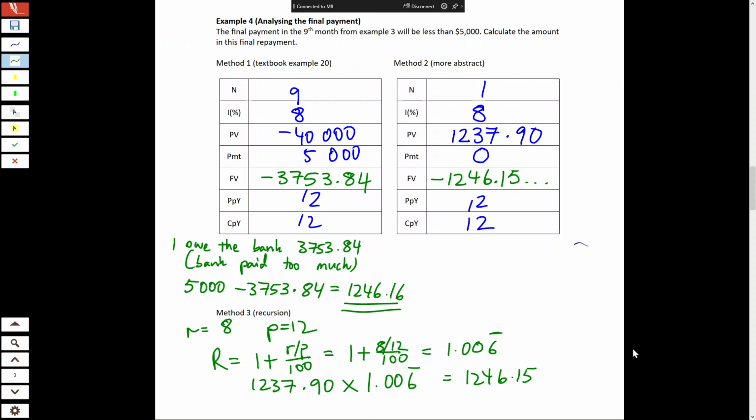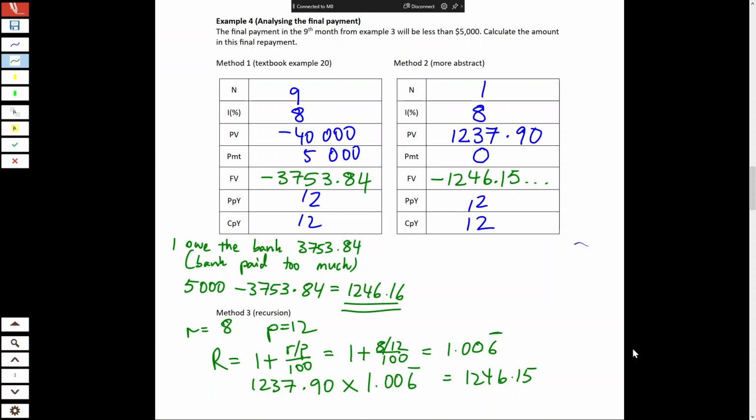Yes, Brian? I've been using R over 100 times P to get a bigger R. Does that mean... Well, if you remove the 1, you're getting the interest, not the new amounts. So if you do it your way, you just have to add what you get to the original amount. Okay. Yeah. So isn't 1246.15 actually negative?